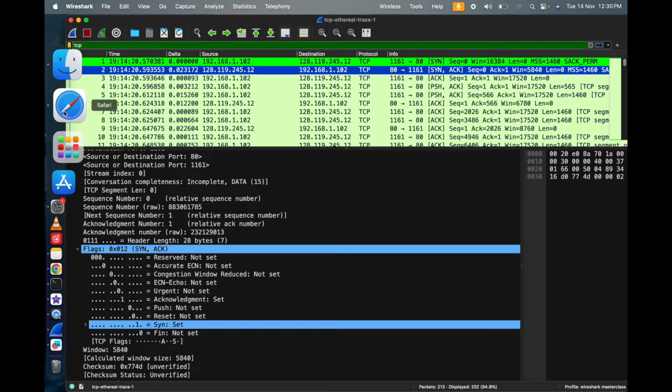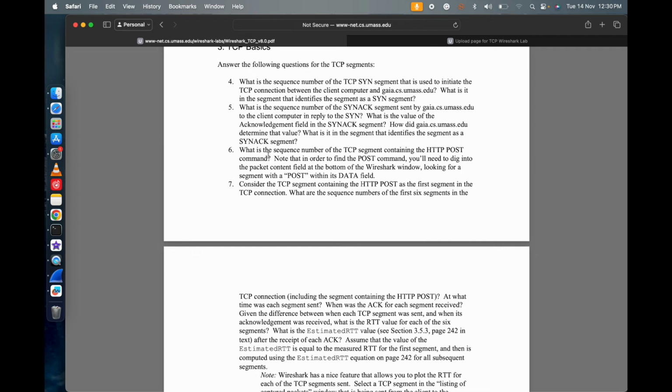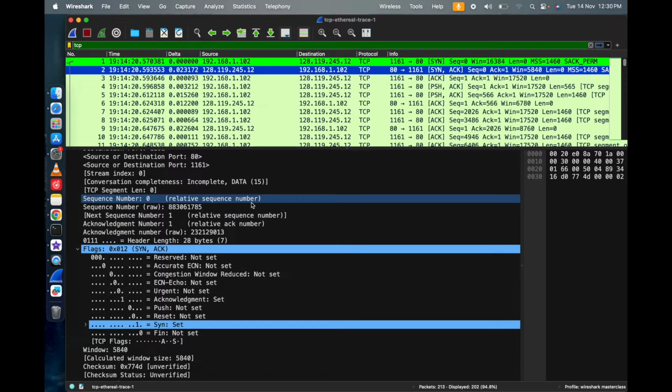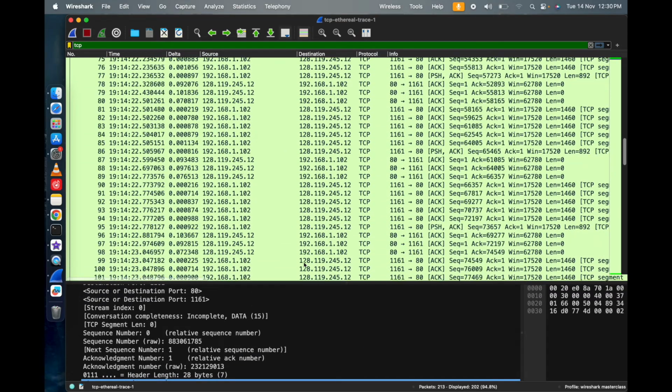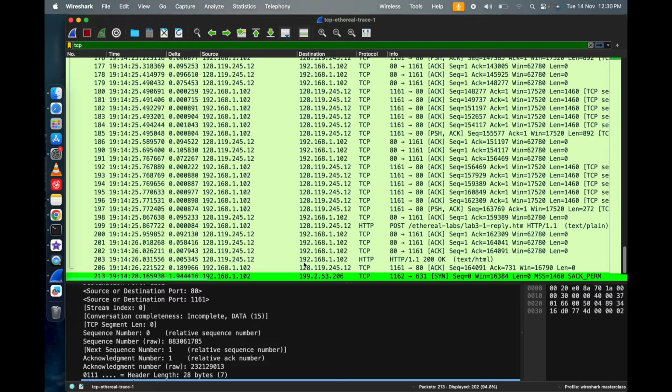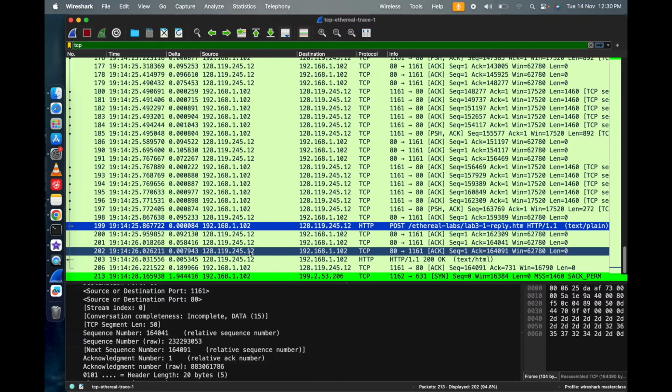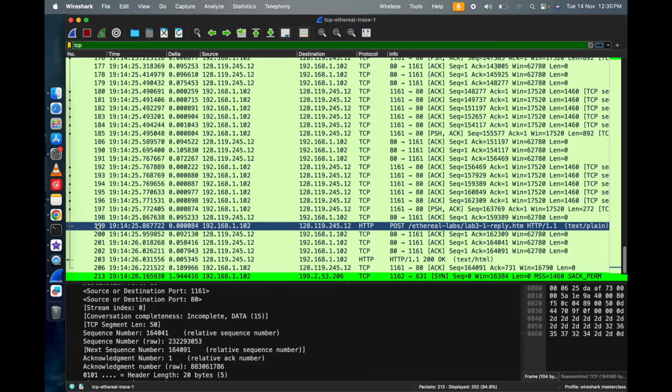Next question: what is the sequence number of the TCP segment containing the HTTP POST command? For that, scroll up until you find the HTTP one. Yeah, this is the HTTP one, Ethereal Labs. And over here, what is the sequence number of it? The sequence number is 199.